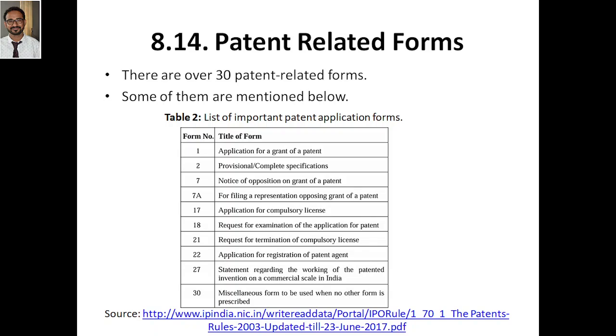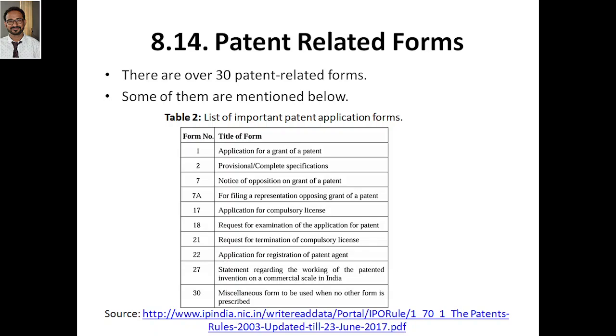And every year you have to renew, that is mandatory. Those kinds of forms are there, a few mandatory forms. And you have to request for examination, that is also a mandatory form. So these are all called important patent application forms. They have to be there, they are not optional, that's why I have mentioned only those here.